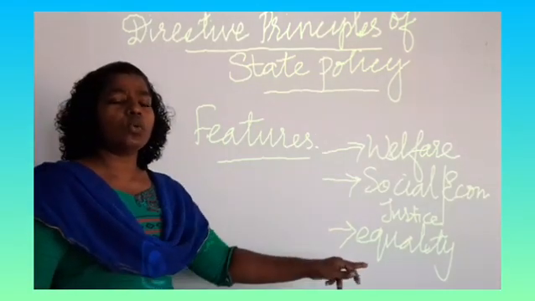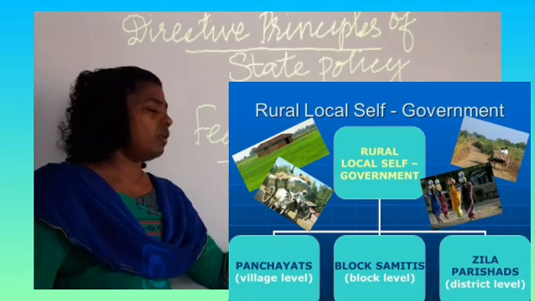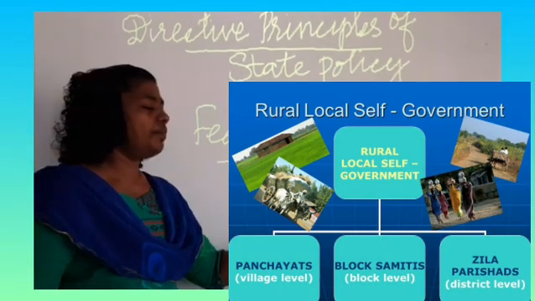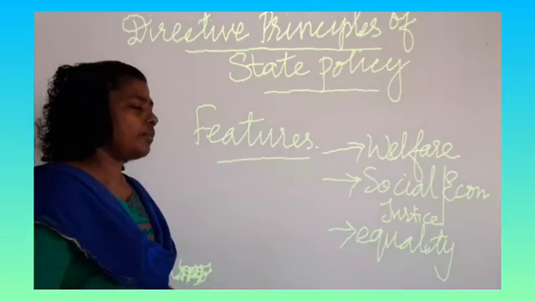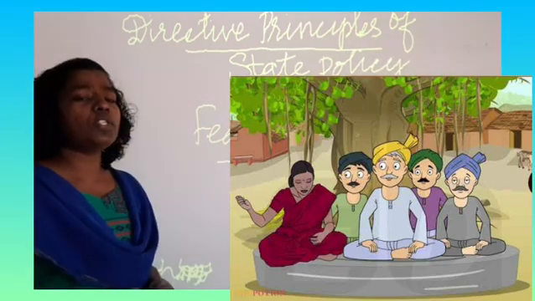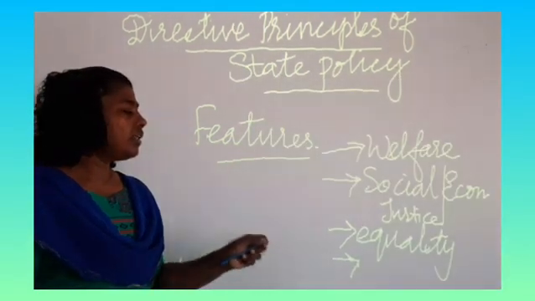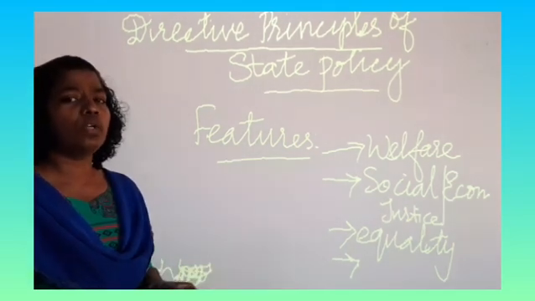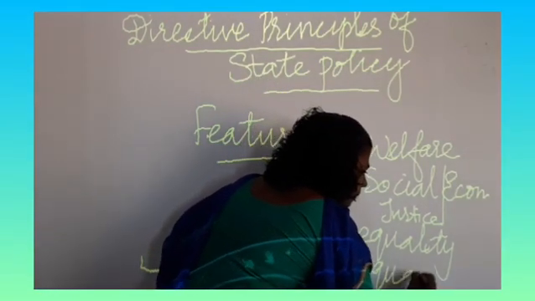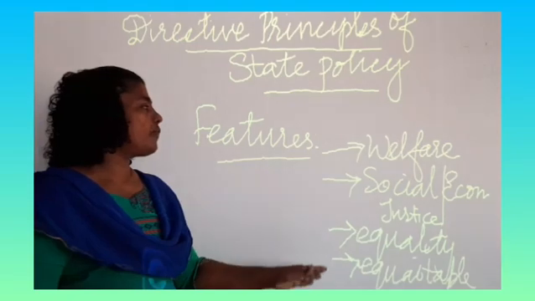When we say equality, there should not be any discrimination between male or female, between caste, color, or creed or anything. All the citizens should be treated equally before the law. That's what equality talks about. And the last one is equitable distribution of wealth. The resources of India should be shared among the people equally, and should be used only for the common good of the people of India. So equality, and equitable distribution. These are the four important features.